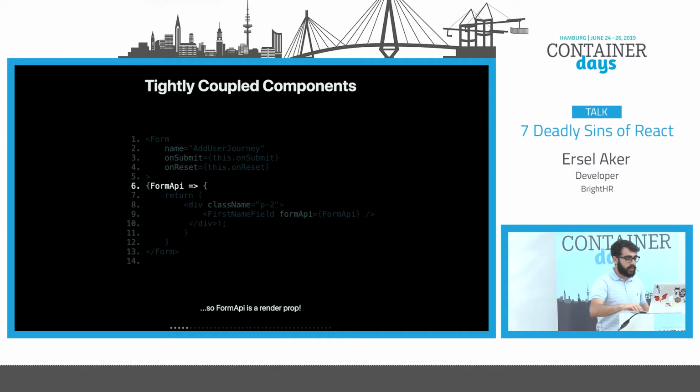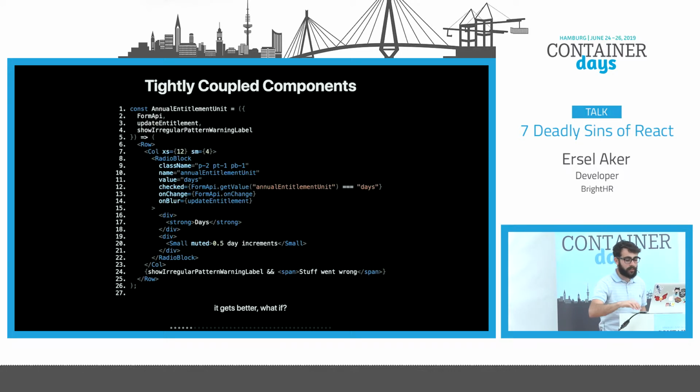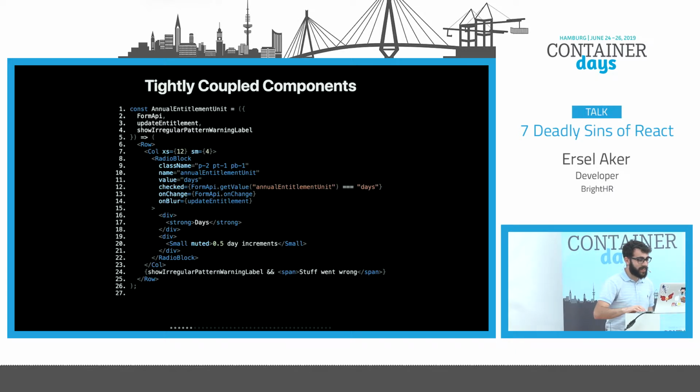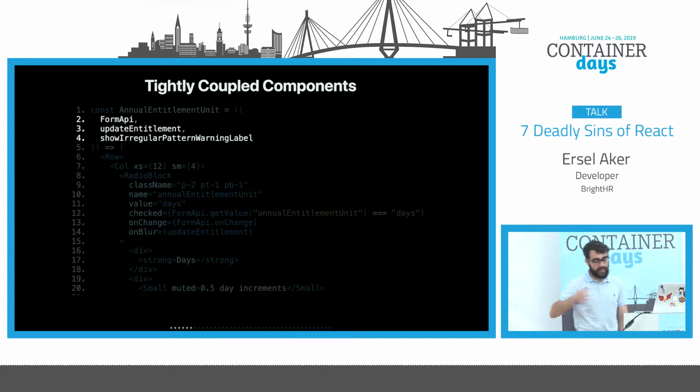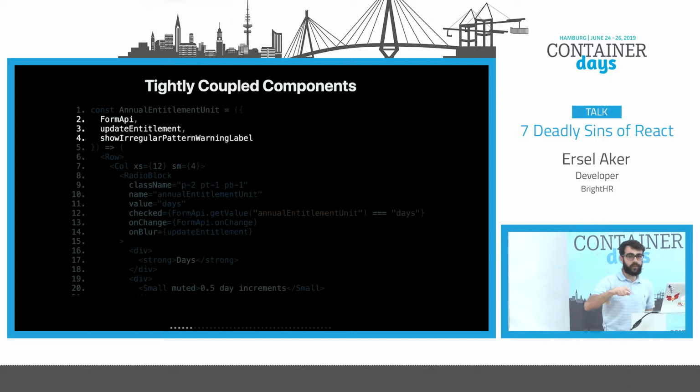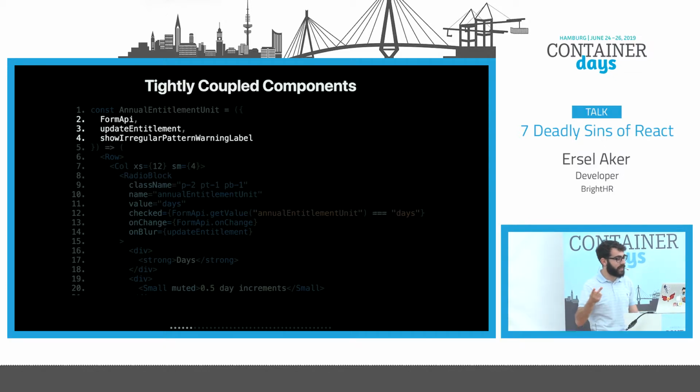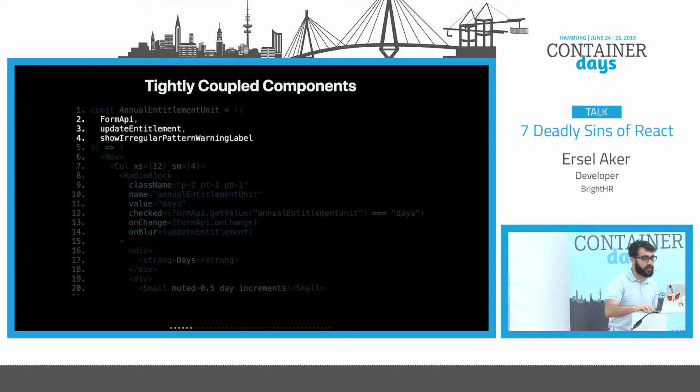Well, OK, you say, it actually gets better. In the same code base, we had this component, which was annual entitlement, another input field, but it would rely on the form API. But now people had the luxury to pass some other props in as well. So it takes form API, it takes update entitlement, and some other props as well.